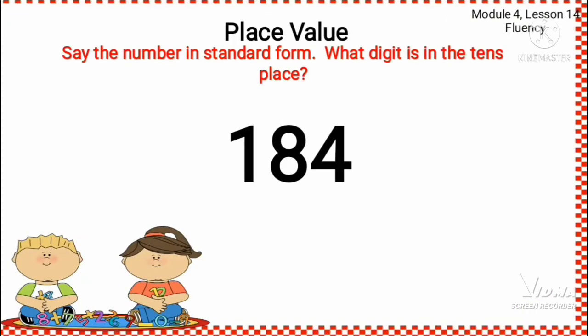Alright, let us play a game. This is a place value game. I'll show you a number. You say the number in standard form. Tell me the digit that is in the tens place. So what is this number? 184. What digit is in the tens place? 8.